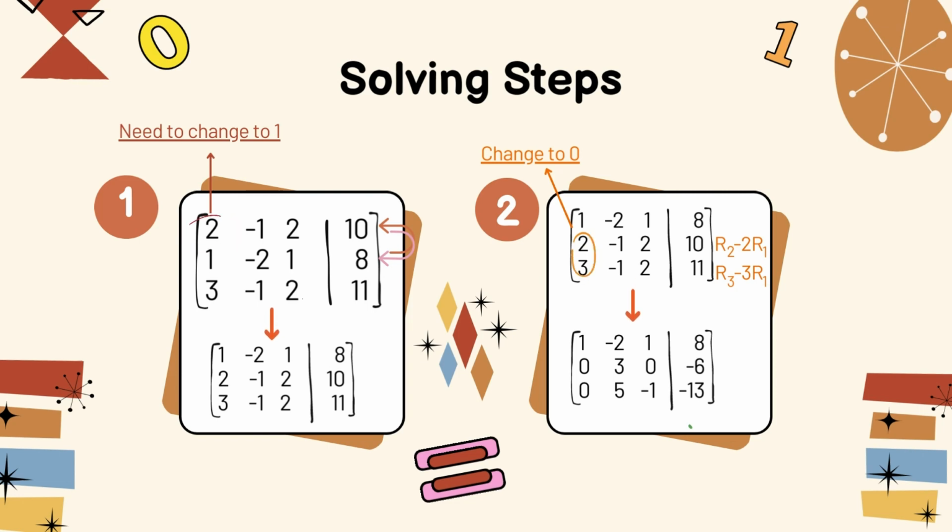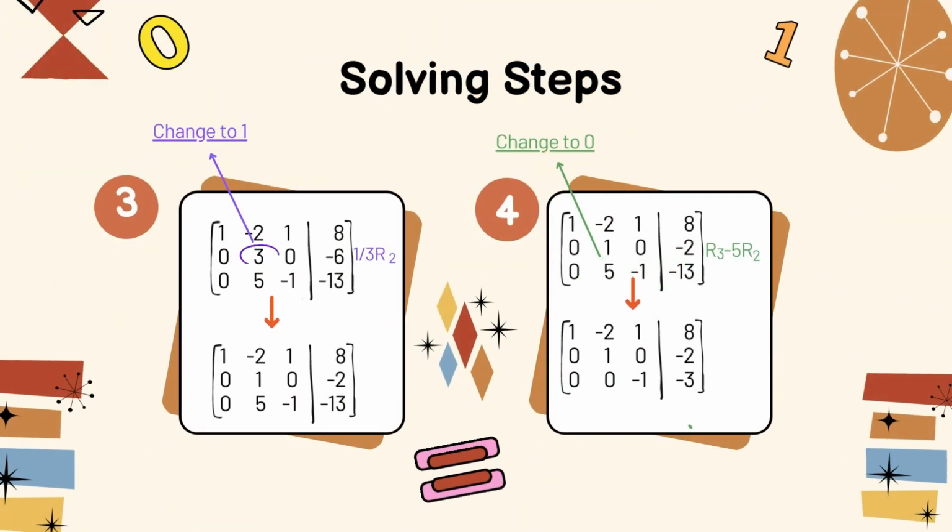Next, for step 2, we are going to change the far left elements in the second and third row into zeros. For the second row, we can do it by subtracting the second row with 2 times the first row. As for the third row, it's the same formula, but use row 3 minus 3 times the first row.